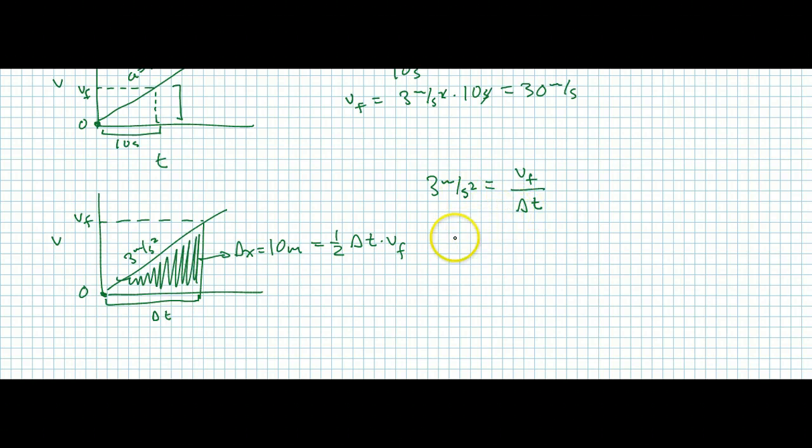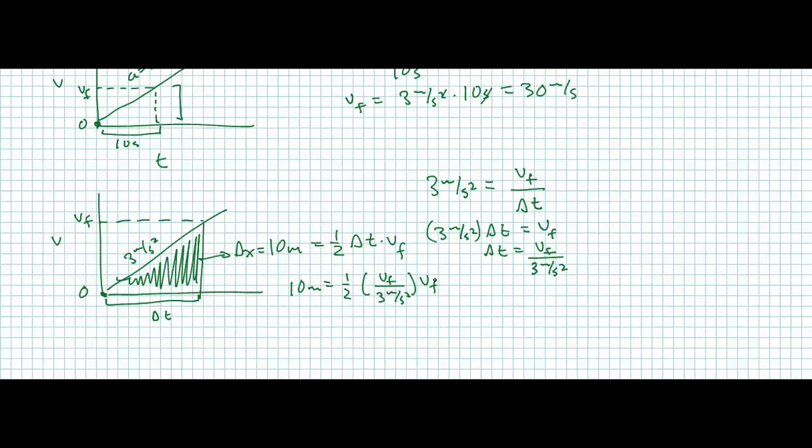So I'm going to multiply both sides by delta t. And then divide by 3 meters per second squared. Alright, and then I take this and substitute it in. So whatever delta t is, it's equal to this. Okay, and now I'm going to solve for VF.